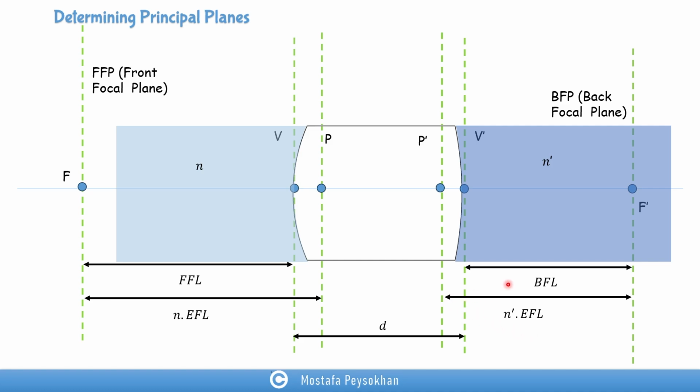And the back focal length, based on the definition, is the distance from this surface to the back focal plane. And the front focal plane is here, and front focal length is the distance from here to there. So now the question is how we can calculate the principal planes.